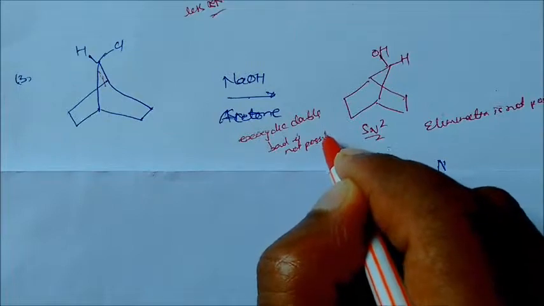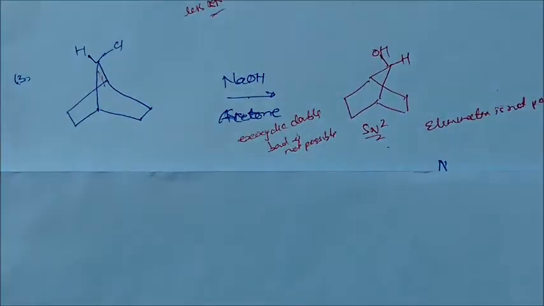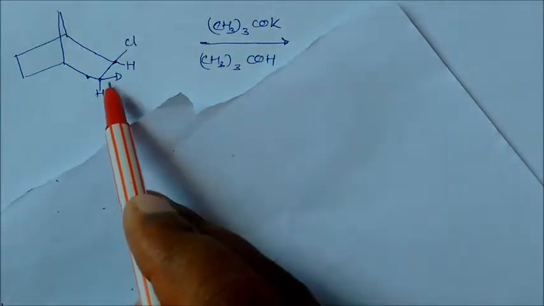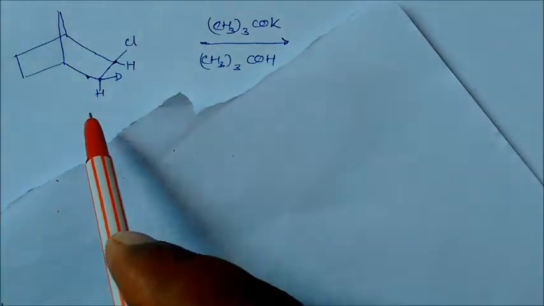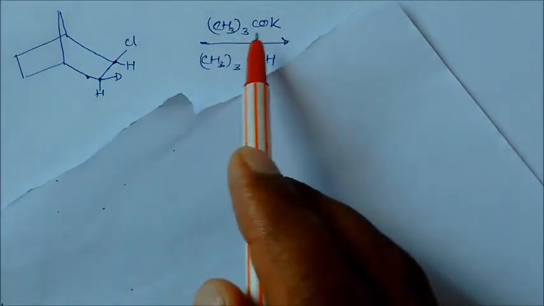This will make the compound more unstable. So this is our product, and this is our reactant. Either Cl is on this side and deuterium is on this. So what will happen? When the reaction takes place, this is a very big bulky base.